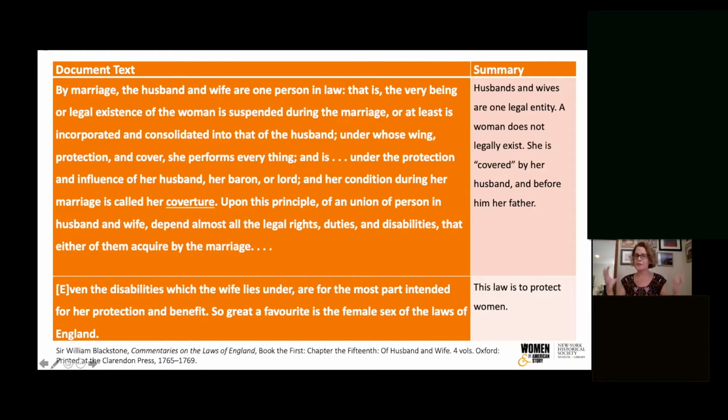Yeah, so under coverture, women do not legally exist. They are covered by their husbands, and before that, their fathers. It gets a little hairier when women choose to remain single through adulthood or are widowed, but women's lives are very circumscribed by this piece of English common law.